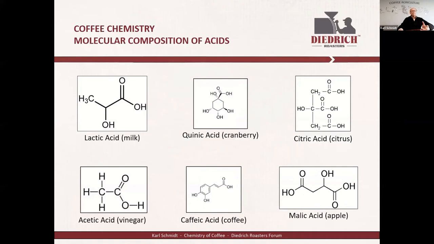And here again, lactic acid that is being created and generated, but also degraded. Quinic acid, the acid of cranberry; citric acid of citrus; the acid of the vinegar, acetic acid, is created during the roasting process. However, it's coming from the fermentation process and then it's being created during the roasting process. Caffeic acid we talked about, and malic acid, the acid of the apple as well.